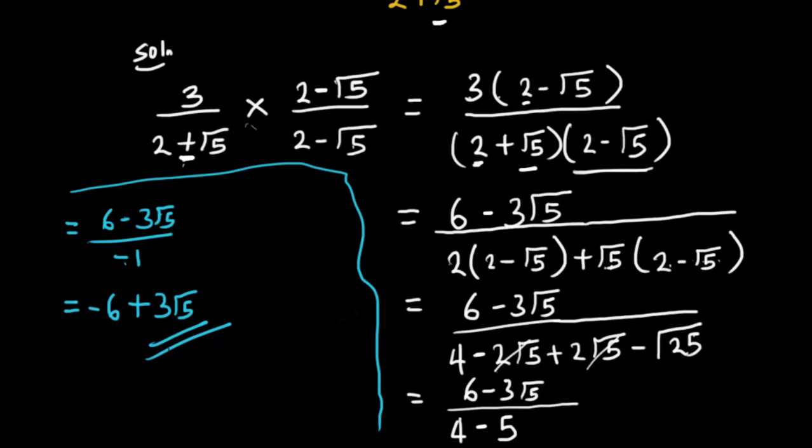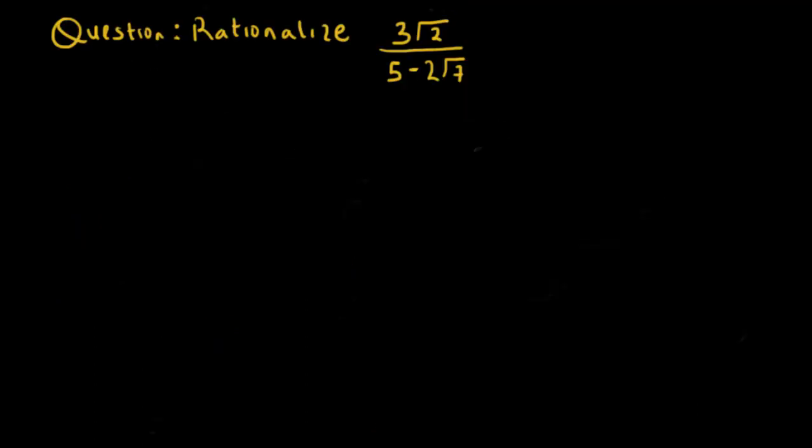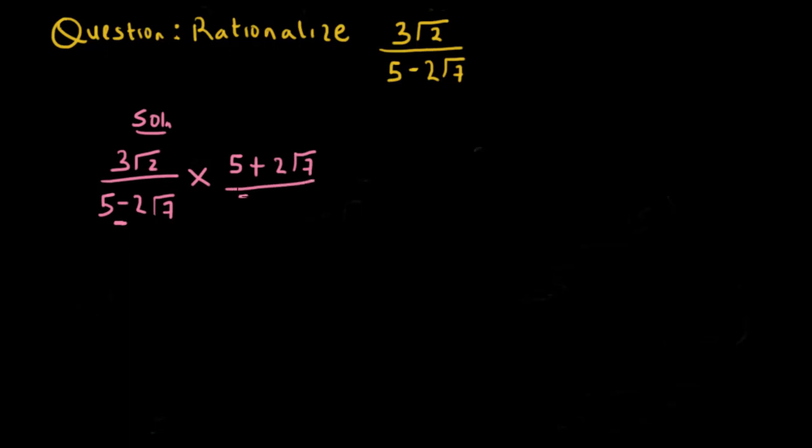Do you understand? Let's take one more example. So we have this question: rationalize 3 root 2 all over 5 minus 2 root 7. Now let's do this. 3 root 2 all over 5 minus 2 root 7. Remember, we multiply by the version of the denominator, but before we do that, the sign here is minus, we change it to plus. So we have times 5 plus 2 root 7, can you see? All over 5 plus 2 root 7.